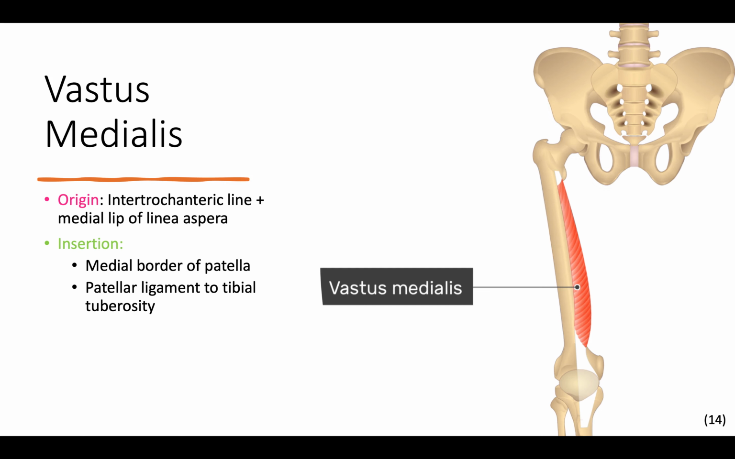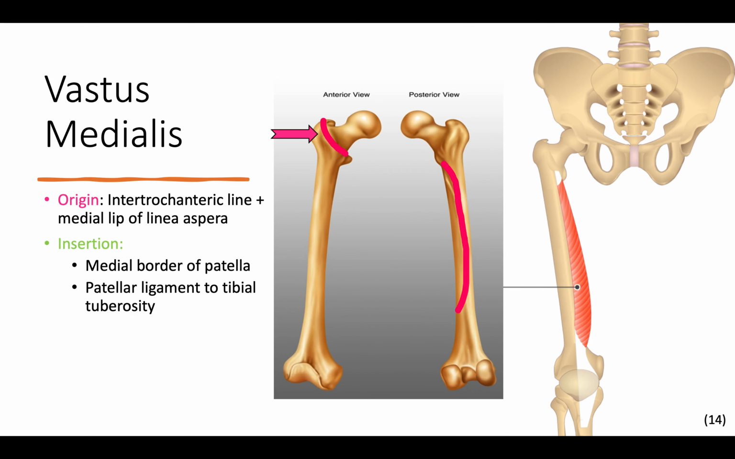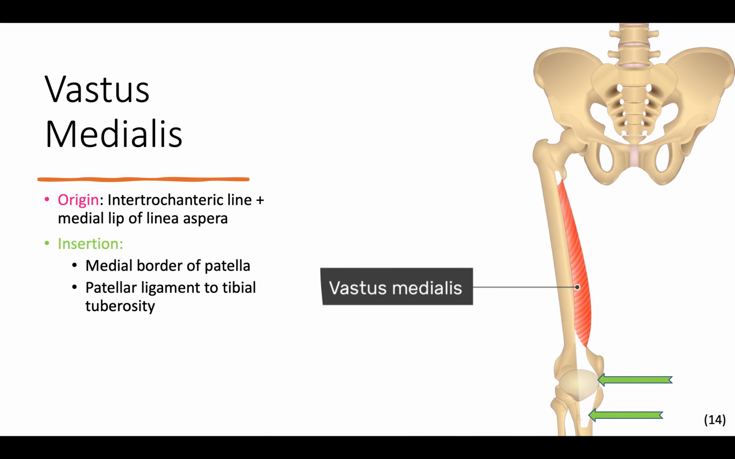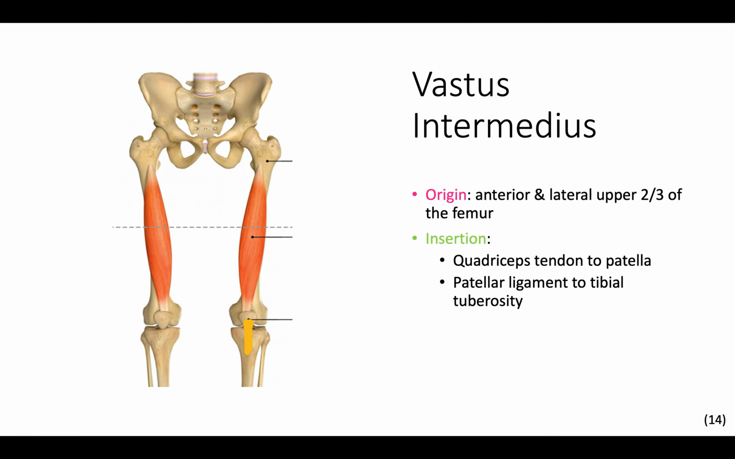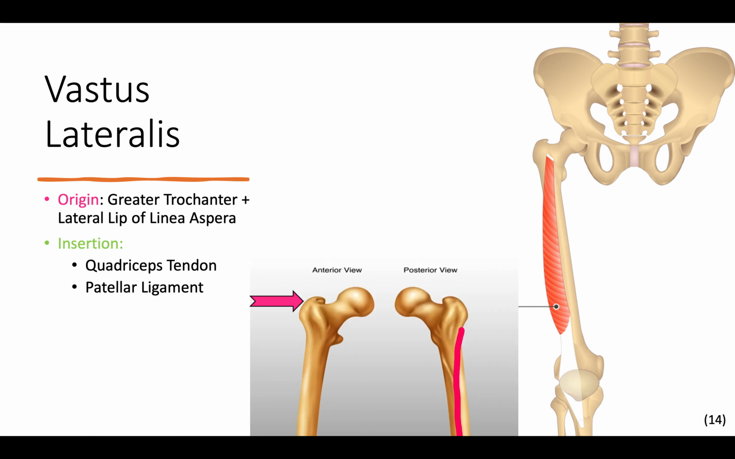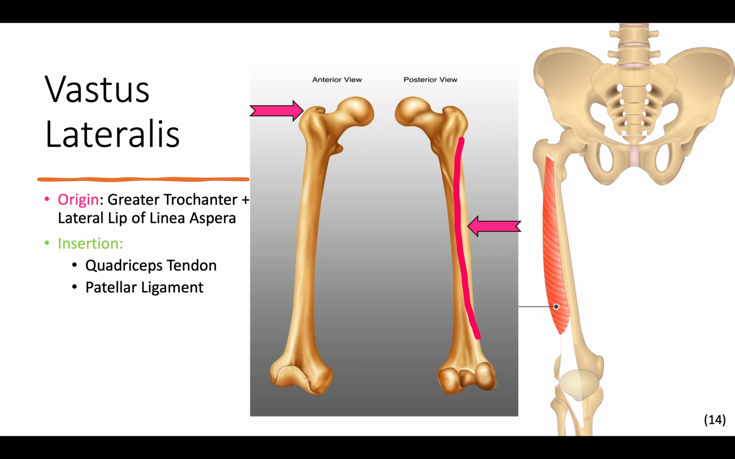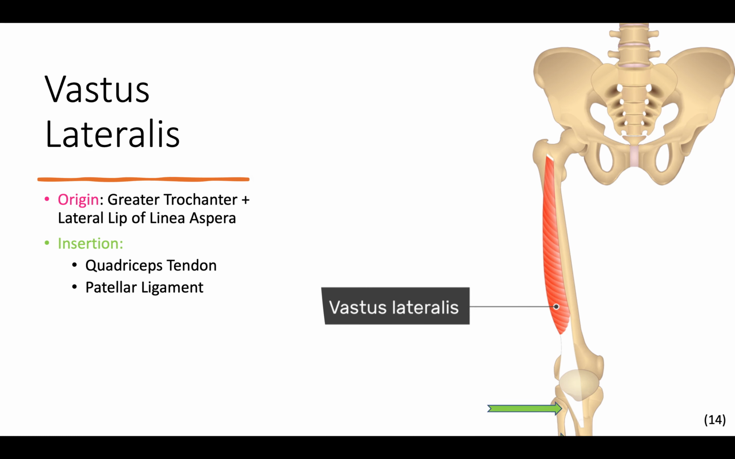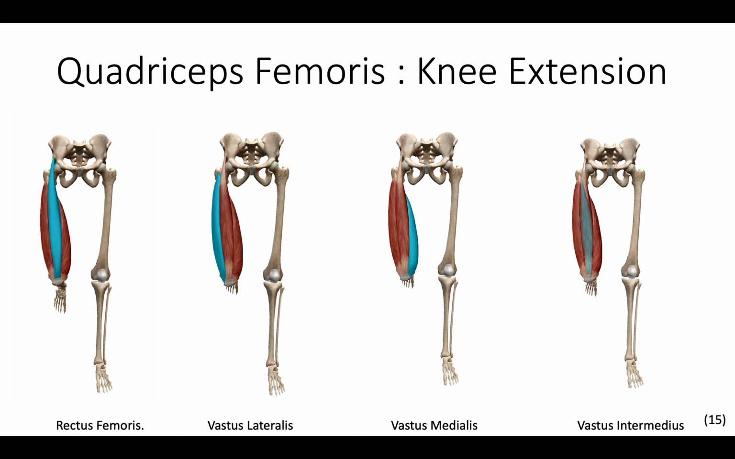The vastus medialis originates at the intertrochanteric line and the medial lip of the linea aspera. It inserts at the medial border of the patella and the patellar ligament to the tibial tuberosity. Deep to the rectus femoris is the vastus intermedius. It originates at the anterior and lateral upper two-thirds of the femur and has the same insertion as the rectus femoris. The vastus lateralis originates at the greater trochanter of the femur and the lateral lip of the linea aspera. It inserts at the same place as the vastus intermedius and rectus femoris. All the quadriceps muscles are involved in knee extension, as we can see here.